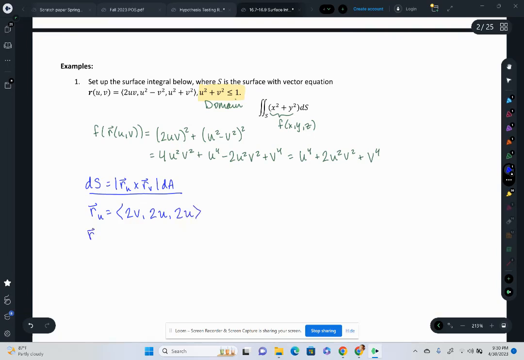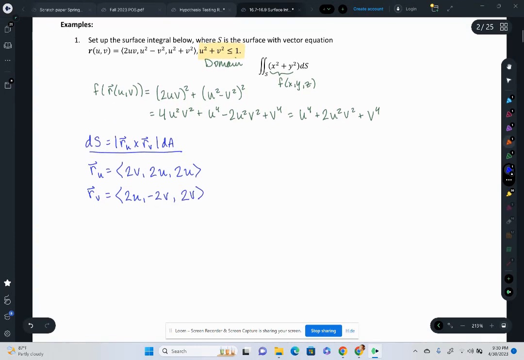R sub v: the first component is 2u. The second component is minus 2v. And the third component is 2v. So I did my little trick again. I lined up my r sub u and my r sub v so that they're set up perfectly so I can see what my cross product should look like. R sub u cross r sub v can then be calculated fairly straightforwardly.